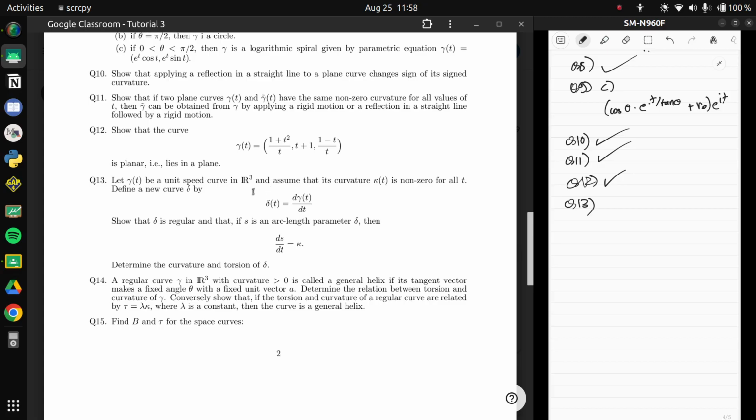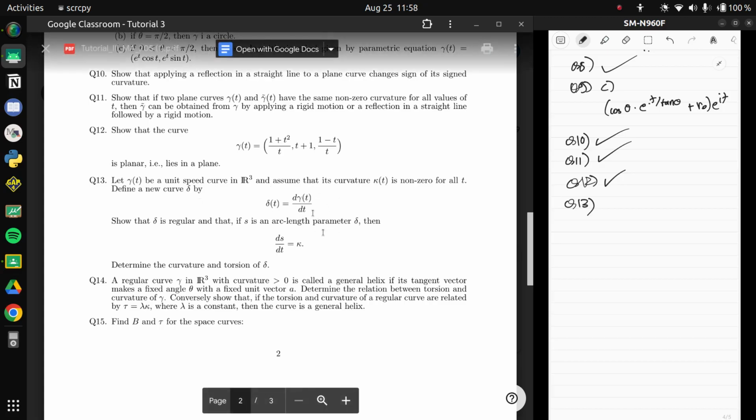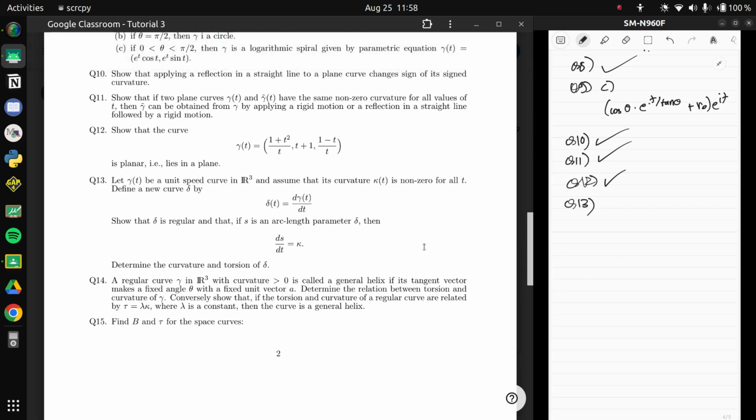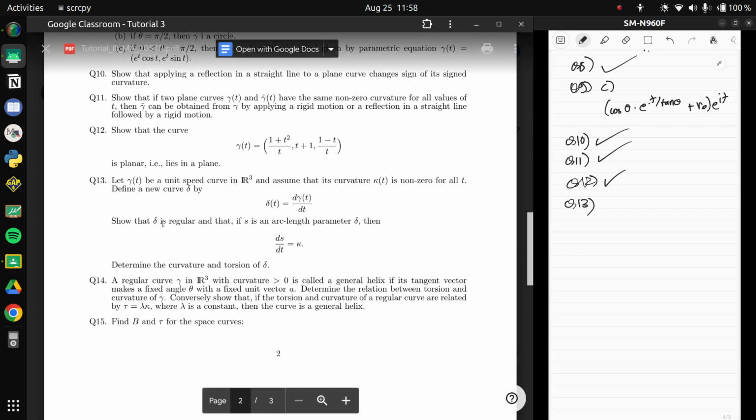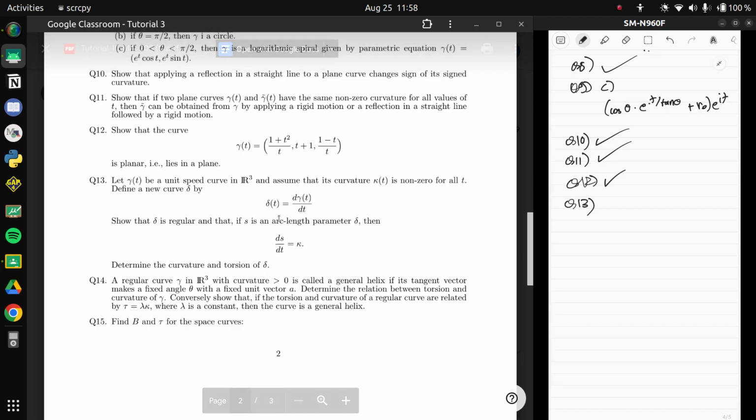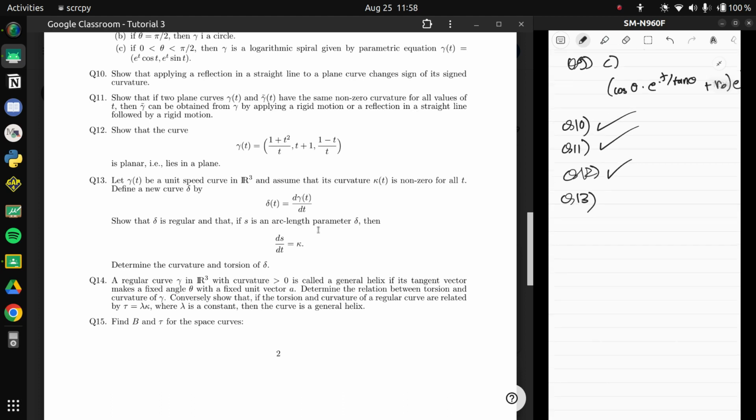Define a new curve delta as the derivative of gamma. Sure. Basically your tangent vector, which is a unit vector and all that. So that this is also regular, and that if s is an arc length parameter of delta, then ds by dt equals the magnitude of gamma double dash. Okay, cool. So s is an arc length. So what's ds by dt?